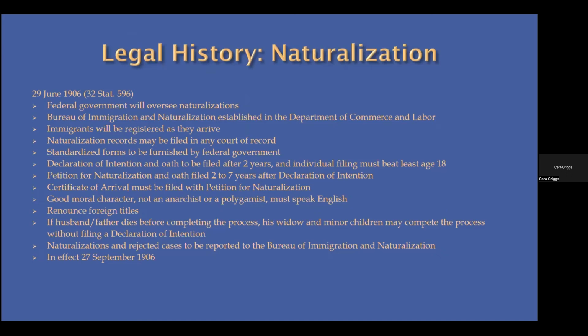On September 27th, 1906, there was a major change to the naturalization records. And finally, the forms were standardized and records were kept at the federal level for the first time. Localities were issued books of forms for declarations of intention and petitions for naturalization. Records should be the same no matter what the locality, although you may find declarations on non-standardized forms included with petitions if they were filed prior to 1906.